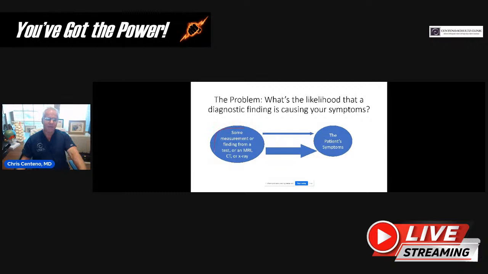Just because you have some sort of measurement, doesn't matter if it's an elevated pressure on a spinal tap or a specific measurement that was taken off your MRI, the big question you've got to answer, and your doctor has to answer too, is what's the likelihood that that measurement or finding is causing your symptoms? And that likelihood could be thin, meaning that we're not really sure, or it can be more substantial. We're pretty sure that that's causing your symptoms.